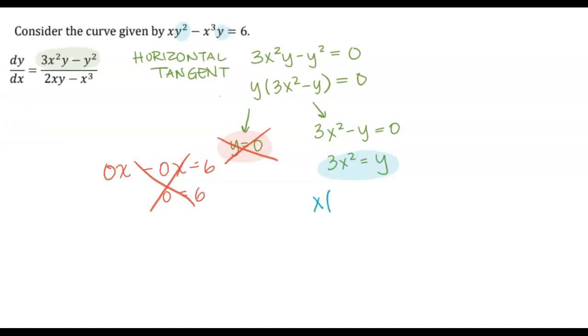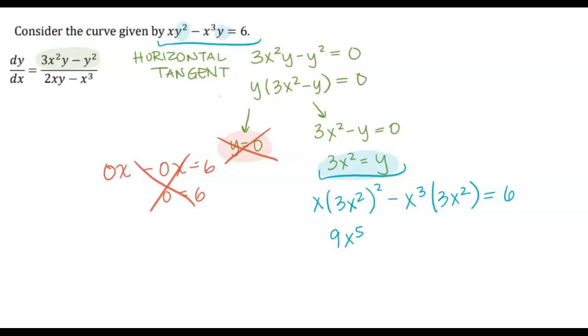So this is x times 3x squared, that's my y, squared, minus x cubed times this 3x squared is equal to 6. So all I have done is rewrite this thing with what we said y must be equal to. With a little bit of math in here, we get 9x to the 5th, right? This square applies to both my 3 and my x squared. That would give me 9x to the 4th times x.